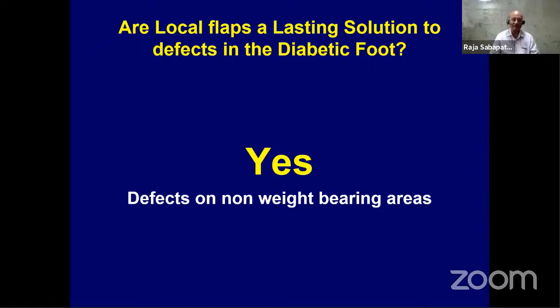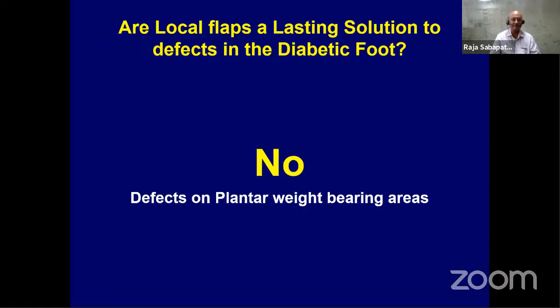Now we need to put them all in a correct perspective, because it mustn't become a triumph of technology over reason. I think we should ask ourselves a question: are the flaps that a plastic surgeon does a lasting solution? The answer is yes, if the defect is in a non-weight-bearing area. If the defect is in a plantar weight-bearing area, you do a flap, and it could be, but I definitely cannot say that it will be a lasting solution.